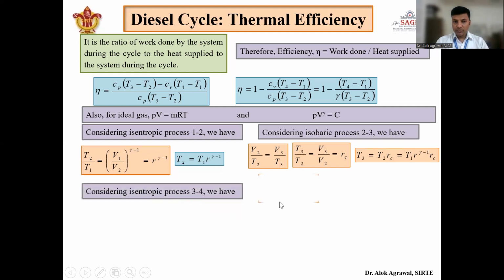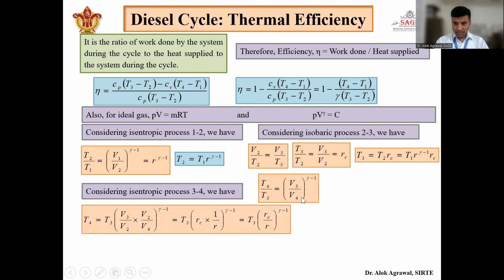Now considering process 3 to 4, we can write T4 by T3 as V3 by V4 to the power gamma minus 1. In this V3 by V4, we can multiply and divide by V2 in the numerator and denominator inside the bracket, so V3 by V2 into V2 by V4. Now see, this V3 by V2 is the cutoff ratio that we have seen just here. This V4 can be written as V1 because V4 and V1 are the same, as heat is rejected at constant volume. So it can be written as V2 by V1. V1 by V2 is the compression ratio, so V2 by V1 can be written as 1 by r. So this T4 can be written as T3 times (rc by r) to the power gamma minus 1.